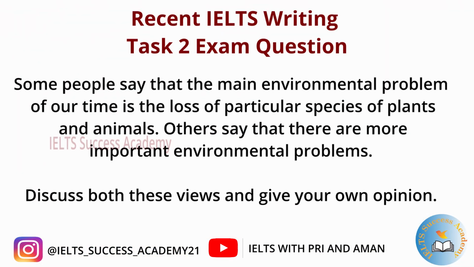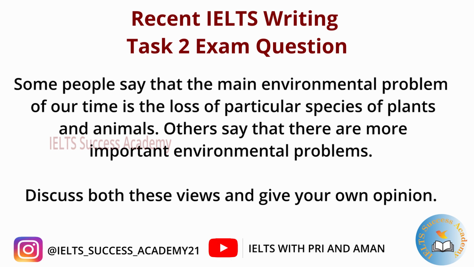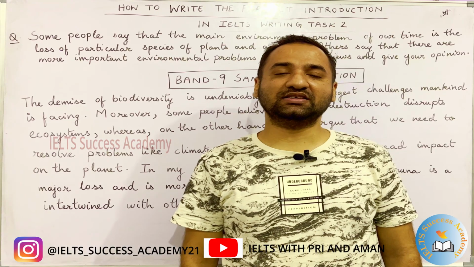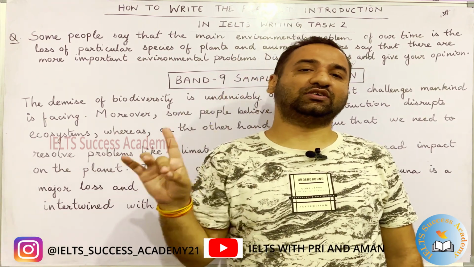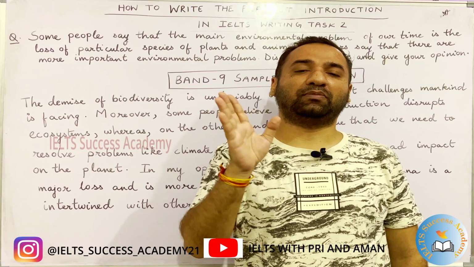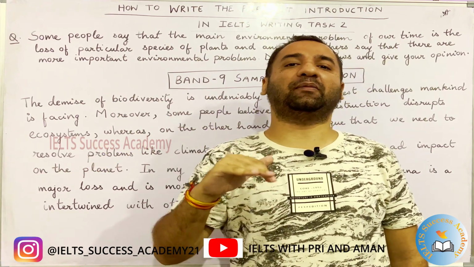Some people say that the main environment problem of our time is the loss of particular species of plants and animals. Others say that there are more environmental problems. Discuss both views and give your opinion. Now, in this question, there are two things. Firstly, it talks about loss of plants and animals, and secondly, it talks about other environmental problems.